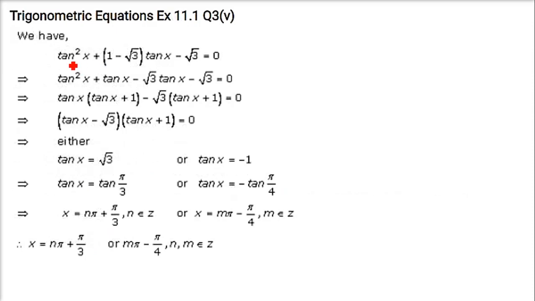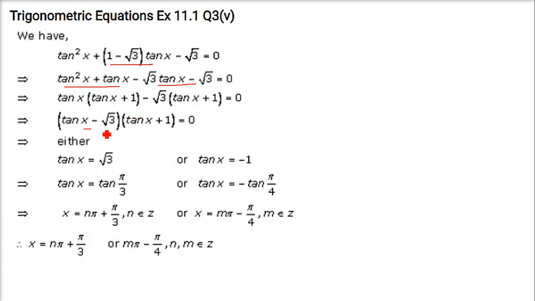Now tan²x + 1 − √3 tan x − √3. Just open this: it will be tan x − √3 tan x. From here take tan x common, and from here take √3 common. So tan x common, tan x + 1 will come inside, and taking −√3 common, you get tan x + 1. So you have tan x − √3 and tan x + 1. These are the two factors.